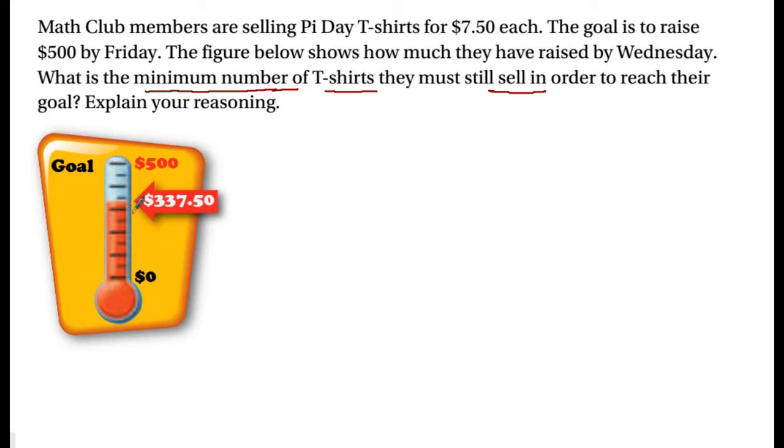Alright, so we have already raised $337.50. The first thing we want to do is find the difference between our goal and what we have raised. So we're going to subtract 337.50 from 500. If we plug this in the calculator, we get $162.50. So we still need to raise $162.50 in order to reach our goal.